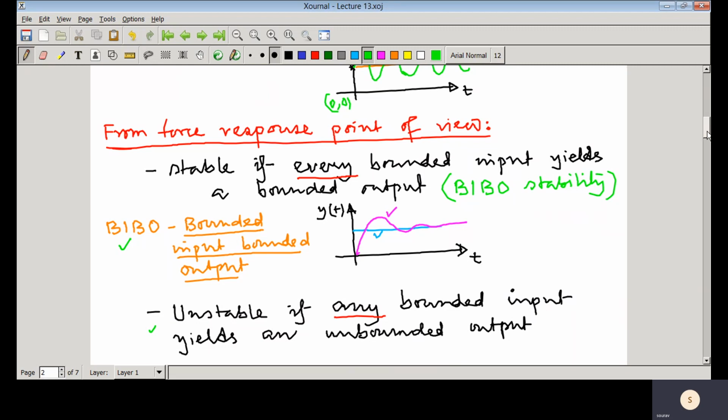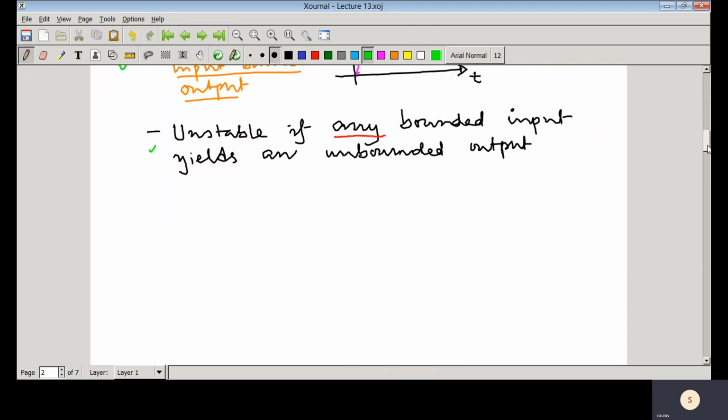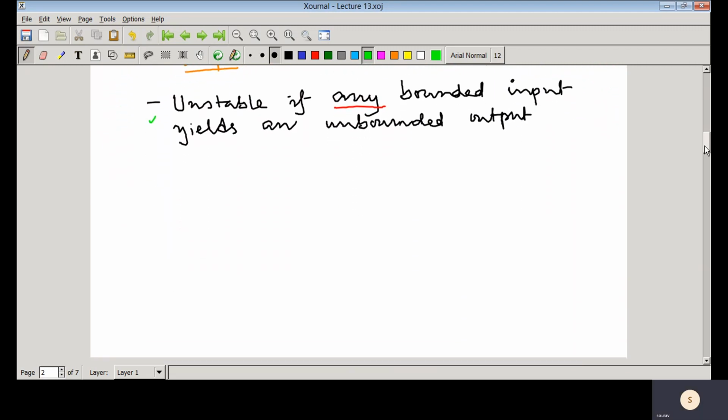So here I think some remarks are important. So let us discuss one by one. That means some important facts involved in the stability analysis of linear time invariant system. So let us first discuss that.